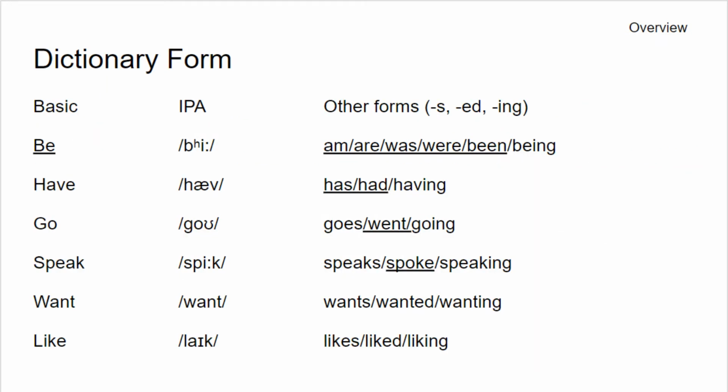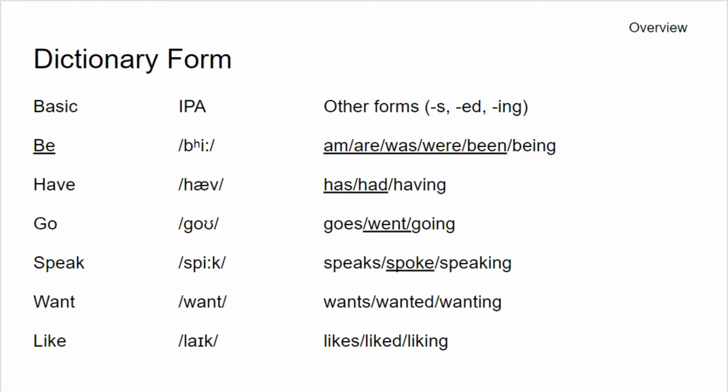If you look in a dictionary, the form you will find of a verb is called the infinitive. It's to plus the verb. To have, to go, to speak. This is the same form as I, so I have, I go, I speak. The only exception is be, which is irregular. It would be I am, you are, he is, we are, they are.